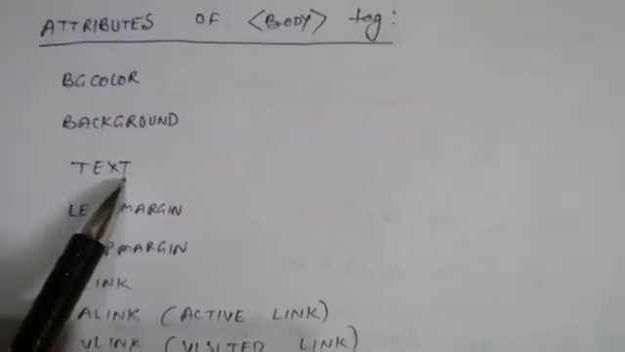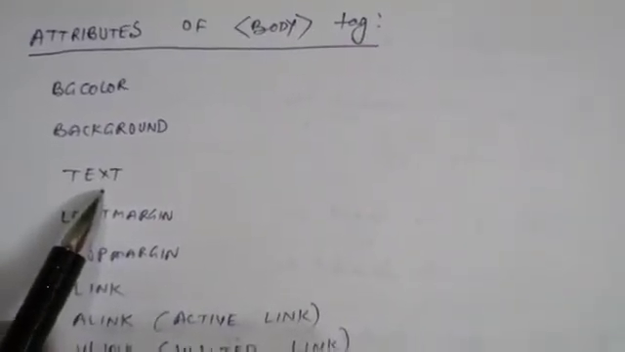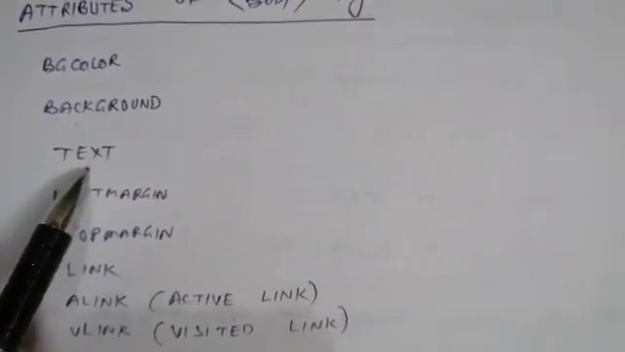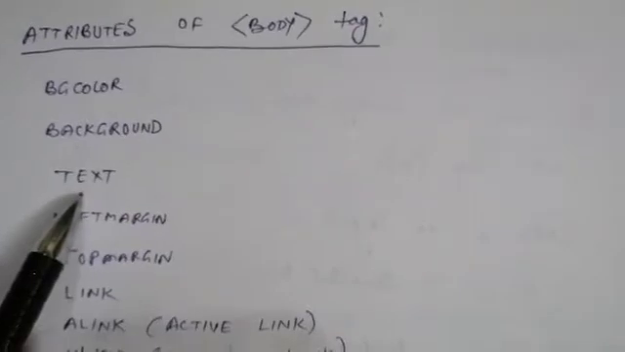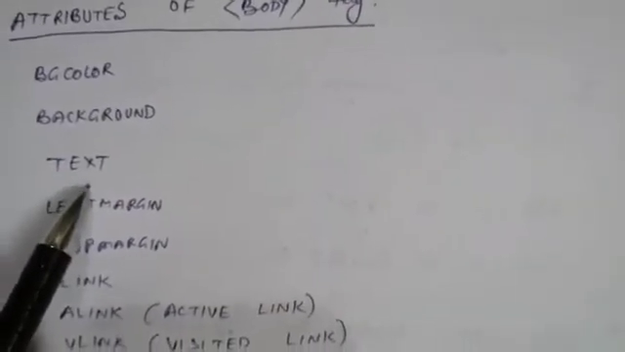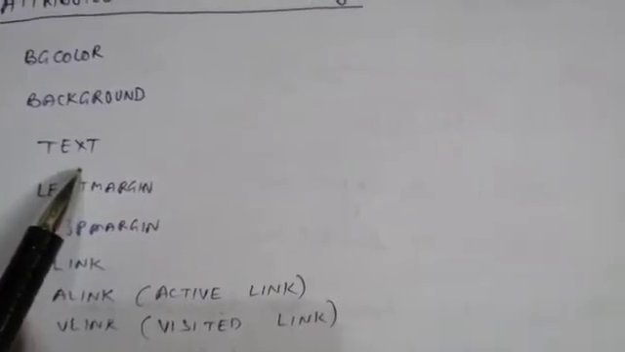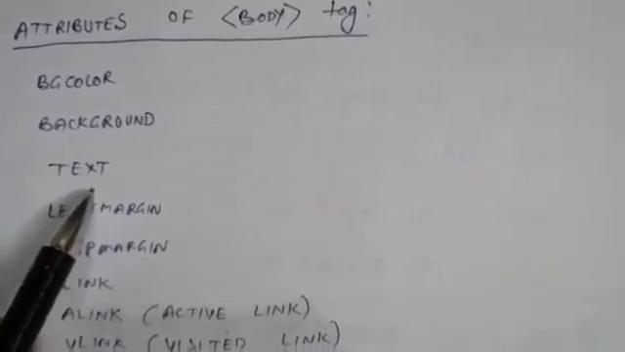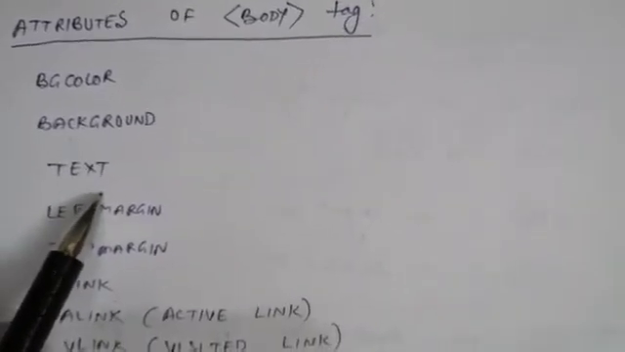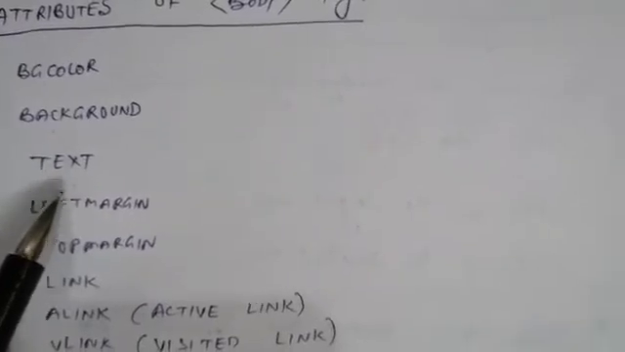Third one is text. This text is not for the font of the text, but for text color. So we will not write text color or font color to give color to the text which will appear in the document. Instead we write only text. So body text equal to green, body text equal to maroon, whatever.